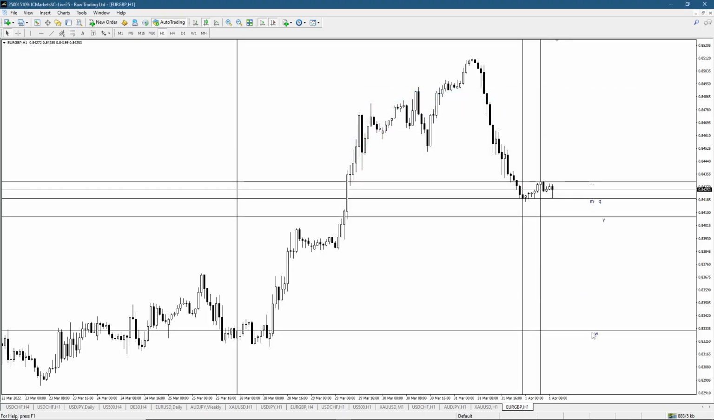Well, there's your weekly open. So we did a big rally. There's your yearly open. There's your monthly, quarterly open. So technically we're good because we're above all four.